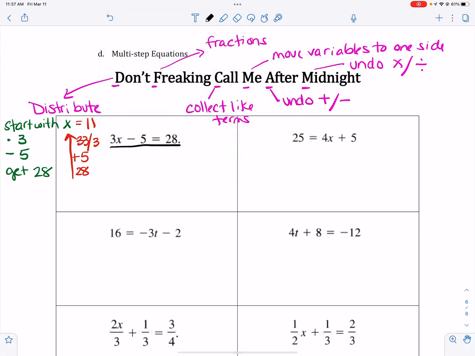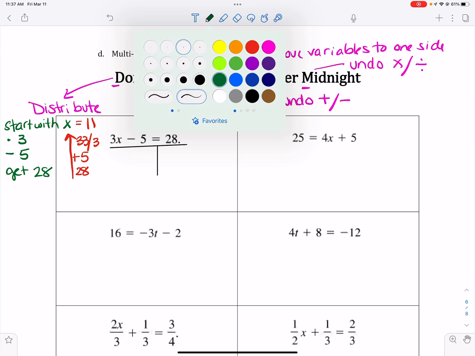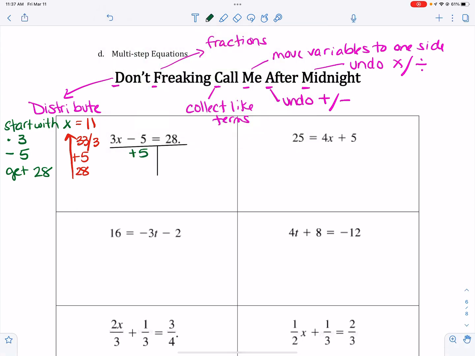So what this looks like is the following. We're going to draw our T balance. We're going to undo addition or subtraction first. So we're going to add 5 to both sides. That goes away, and we get 3x is equal to 33. And then we're going to divide by 3. And so x is equal to 11.